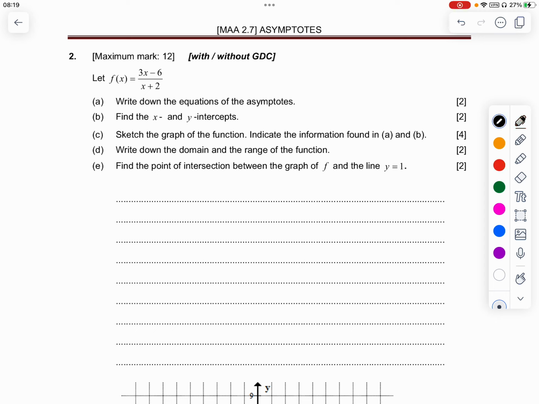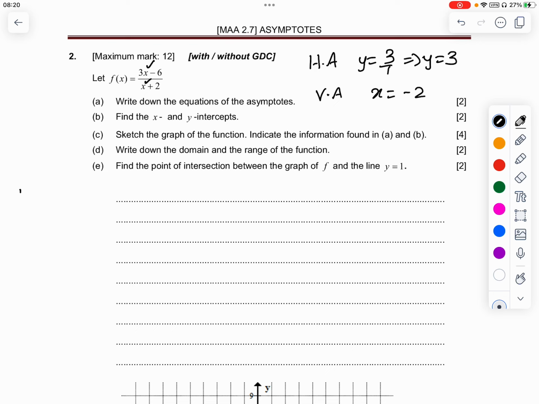Now the degree of the numerator is the same as the degree of the denominator. So my horizontal asymptote becomes y equals 3 upon 1, which is y equals 3. The vertical asymptote will always be denominator equals 0, so x equals negative 2.